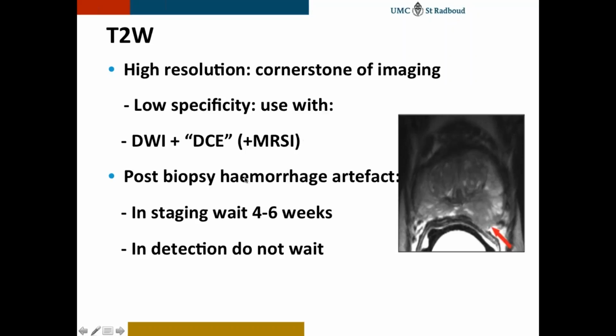In general, we are afraid, of course, of post-biopsy hemorrhage artifacts, especially when a patient underwent TRUS-guided biopsy or MR-targeted biopsy. This may also mimic cancer. So in patients for staging, we wait 4 to 6 weeks. However, in patients in which we have a high suspicion of cancer, in general, we don't wait for the MRI.